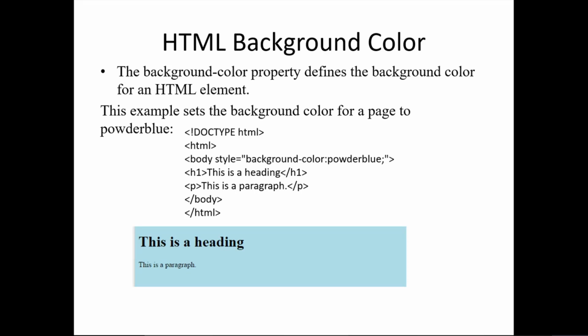We'll be moving on with HTML background color. If you want to set the background color of a web page, how can you do so? For that, we have the style property background-color. The background-color property defines the background color for an HTML element. In this example, it sets the background color for the page to powder blue.